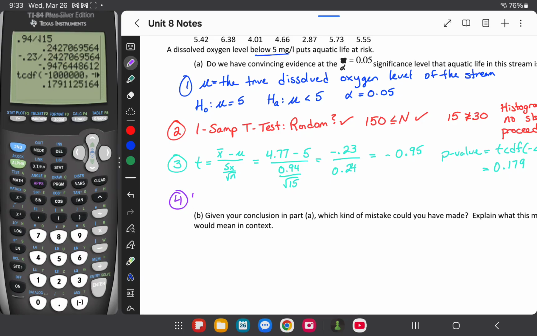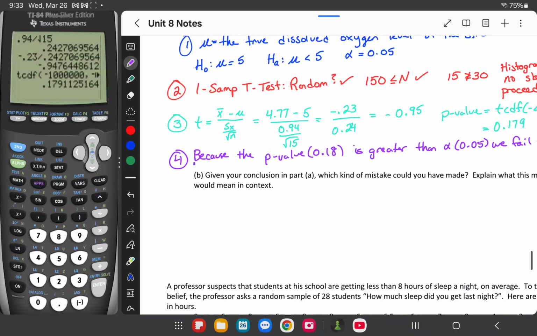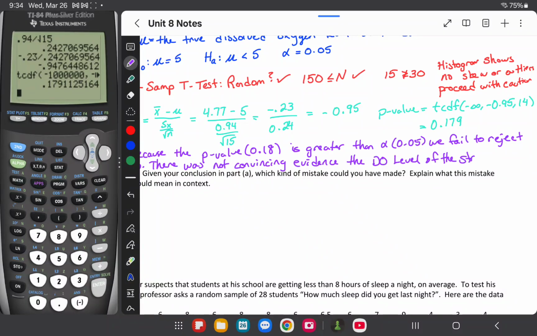So now that we've got all of our information, we're ready to draw our conclusion. So in our conclusion step, we're going to say that because the p-value, which in this case is 0.179, I'll say just 0.18, is greater than our significance level alpha, which was 0.05, we are going to fail to reject our null hypothesis. In other words, there was not convincing evidence that the dissolved oxygen level of the stream was below 5 milligrams per liter.